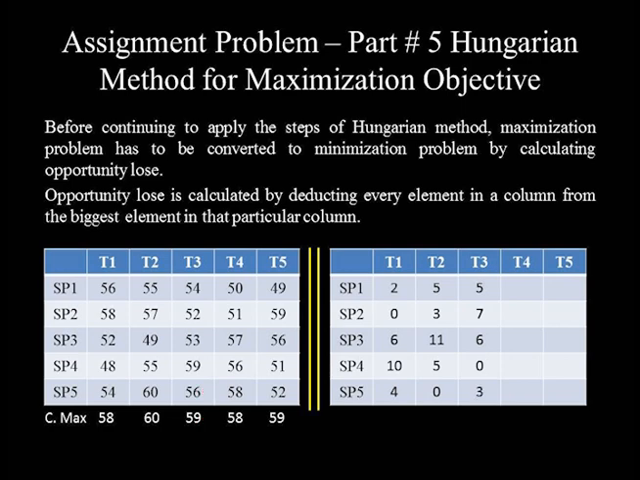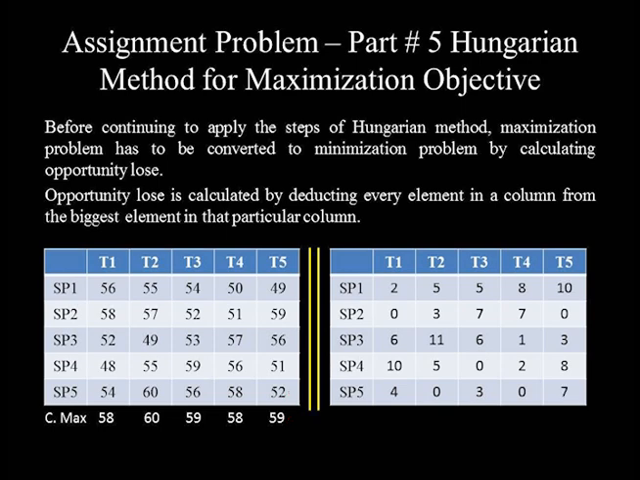In column 4, 58 minus 50 equal to 8, 58 minus 51 equal to 7, 58 minus 57 equal to 1, 58 minus 56 equal to 2, and 58 minus 58 equal to 0. In column 5, 59 minus 49 equal to 10, 59 minus 59 equal to 0, 59 minus 56 equal to 3, 59 minus 51 equal to 8, and 59 minus 52 equal to 7.